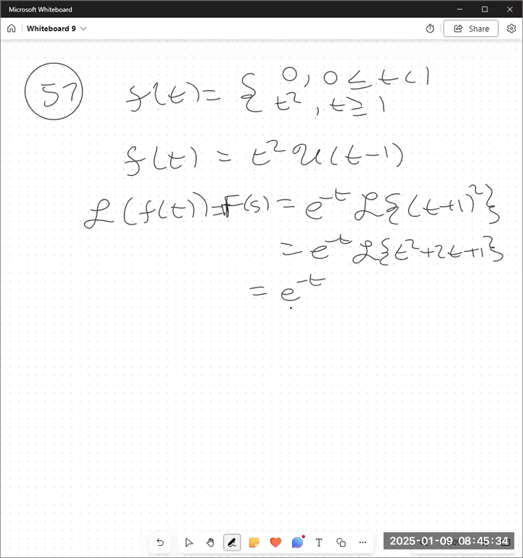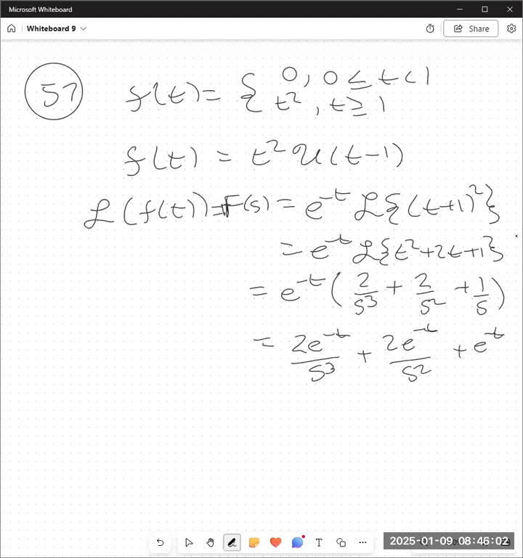That is equal to e to the -s times the Laplace transform of t squared, which is 2 over s cubed. Laplace transform of 2t is 2 over s squared. Laplace transform of 1 is 1 over s. So this is equal to 2e to the -s over s cubed plus 2e to the -s over s squared plus e to the -s over s.